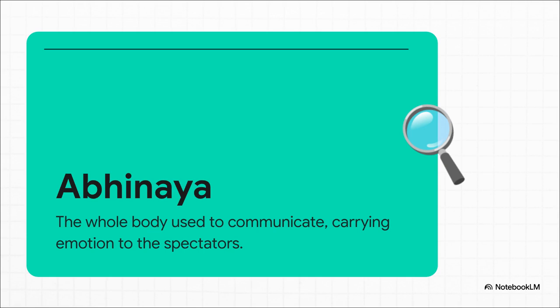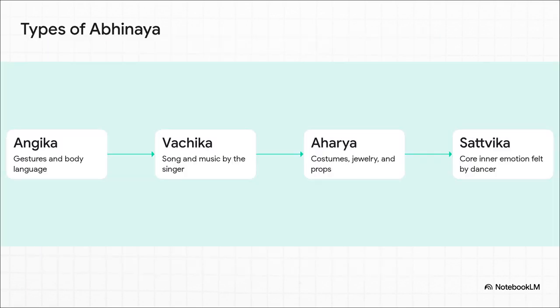I mean, think about it. If your face is conveying deep sorrow, but your posture is rigid and completely disconnected, the performance just looks robotic, right? Every single movement has to echo that inner emotion. To achieve that level of full-body communication, dancers balance 4 vital pillars. Number 1 is Anjika, your physical body language and footwork.